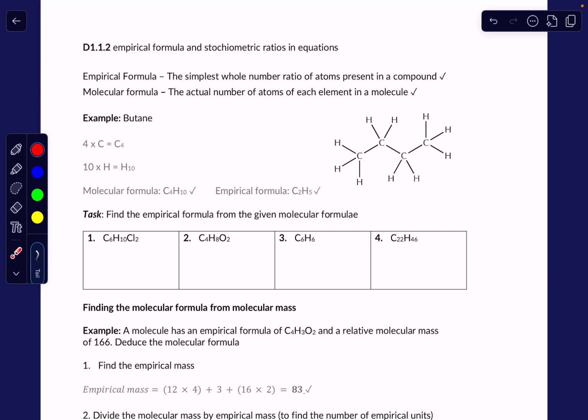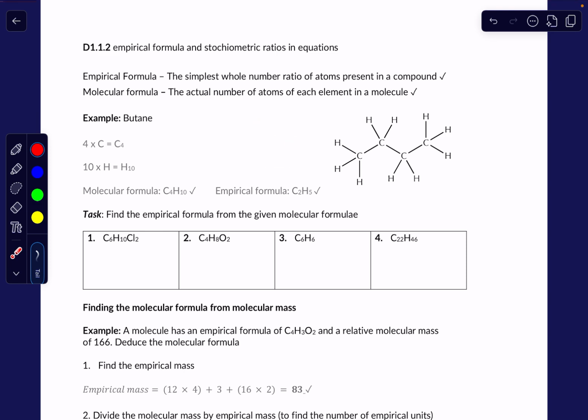And for sometimes really large molecules, not necessarily butane, the ratio, so the empirical formula, can tell us more information about that thing. So the empirical formula for this would be C2H5. If you look at this number here, all we've done is halved it. We can't halve it any further because then we'll have H2.5, and that's not a whole number, and that doesn't exist.